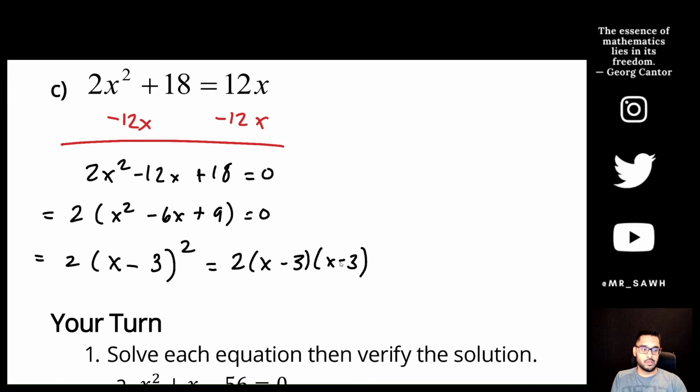Now, since those factors are the same, I really only have to think about one of them. As long as x minus 3 is 0, that means the value that is the solution is when x is equal to 3. Right? It's the same solution that just happens twice. There's only one value here for it.